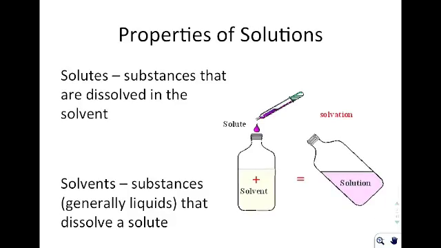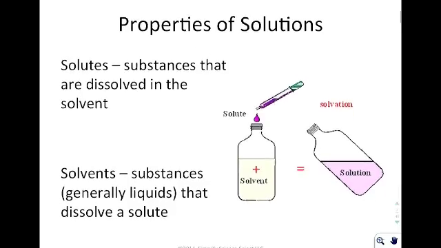So, properties of solutions. A couple of things. First year chemistry. A solute is a substance that's dissolved in a solvent. A solvent is something that dissolves a solute. So they're kind of two sides of the same coin. Generally speaking, the solute is the one there is less of, and the solvent is the one there is more of. That's kind of a general rule. So for example, if you mix salt and water, the salt is the solute, the solvent is the water.